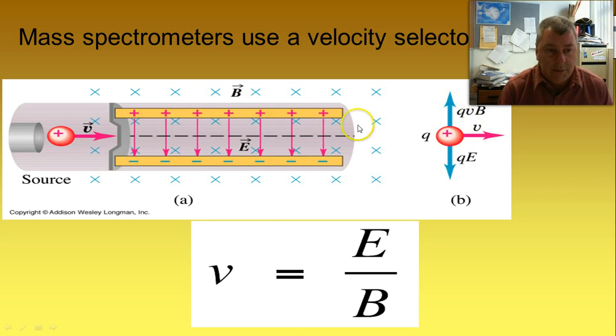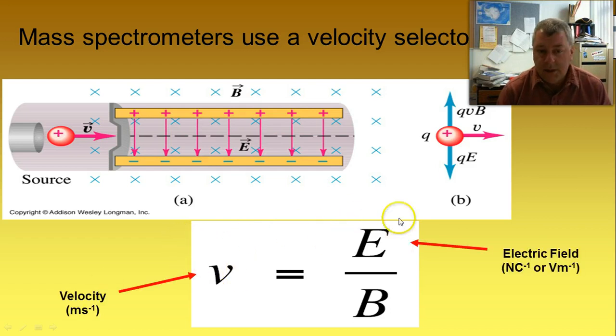All the other velocities are bent off, either towards or away from the plate. And so we have this equation here, which you find on your information sheet, where v is the velocity in meters per second, B would be the electric field, and E is the magnetic field.